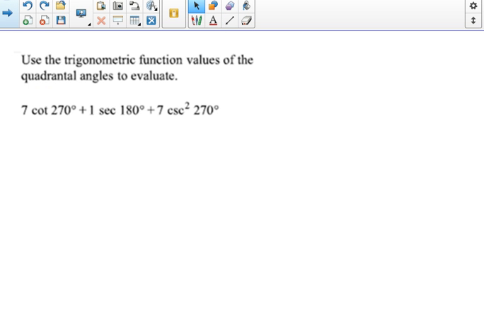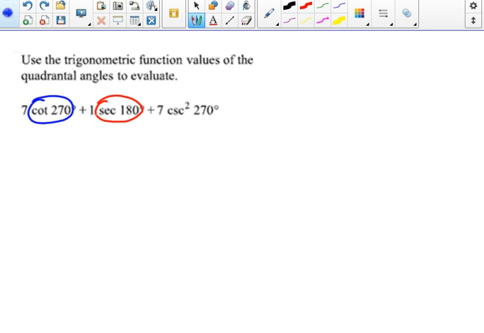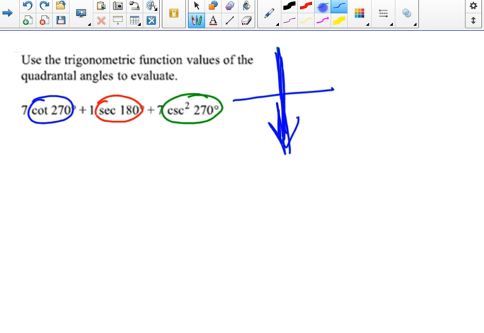So likewise, cotangent of 270. So we'll do this one in blue, this one in red, and this one in green. So in blue, 270's down here. Tangent at 270 is undefined, which means that cotangent at 270 is 0. So that's 7 times 0.